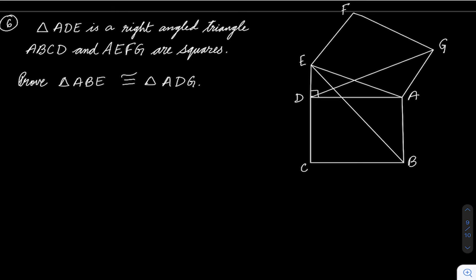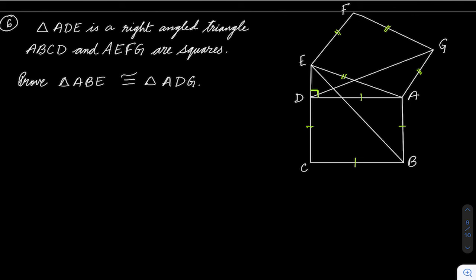Triangle ADE is a right angle triangle. Okay, so right angle triangle means this angle is 90. This is already shown in the diagram. ABCD is a square. It means this length is equal to this length is equal to this length is equal to this length. Okay, now it makes little sense. AEFG is also a square. So this length is equal to this length is equal to this length is equal to this length. Okay. So now we have all the information in the diagram itself.